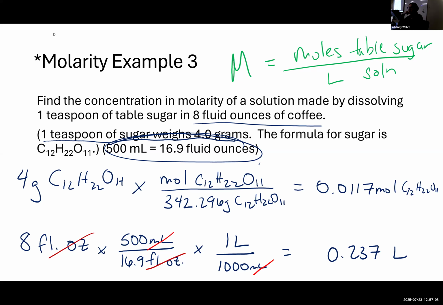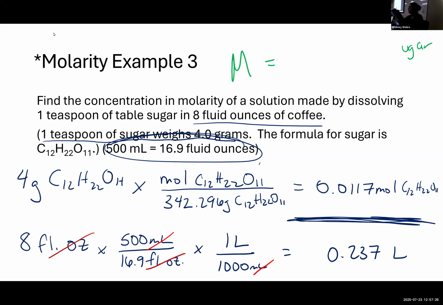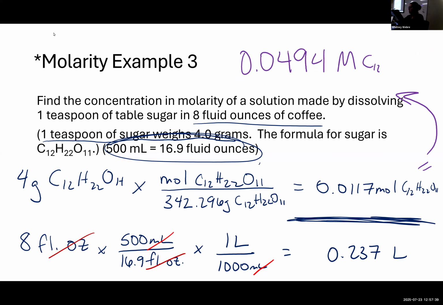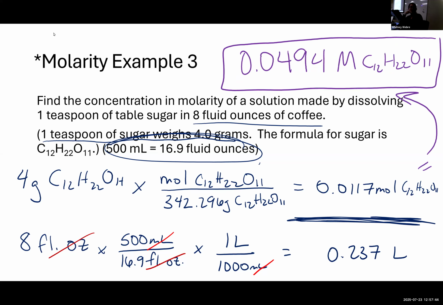The last step is to combine them. Instead of rewriting it, I'm gonna put a little line here to say this is the numerator, this is the denominator, just divide 0.0117 by 0.235, and that will give you the answer in molarity. So that math got me 0.0494 capital M for molarity, C12H22O11. And then check my math and make sure it's correct.